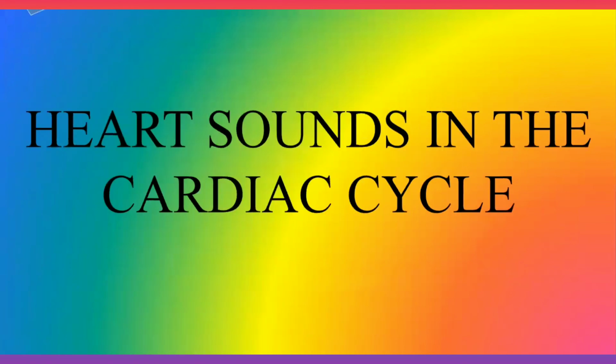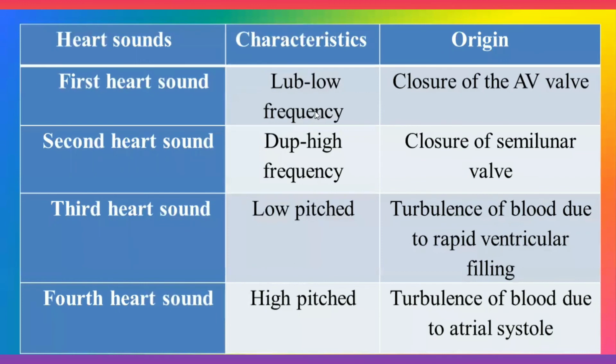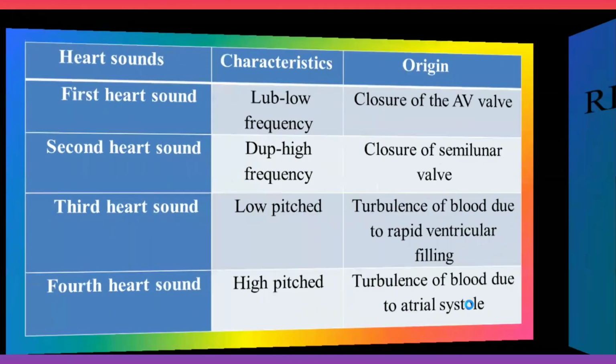Coming to the heart sounds in the cardiac cycle: the first heart sound is lub, low frequency, because of the closure of the AV valves. The second heart sound is dub, high frequency, due to closure of the semilunar valves. The third heart sound is low pitched, because of the turbulence of blood due to rapid ventricular filling. The fourth heart sound is high pitched, due to the turbulence of blood due to atrial systole.